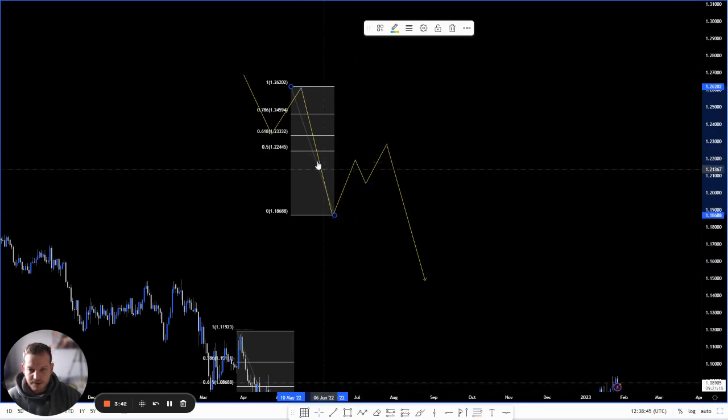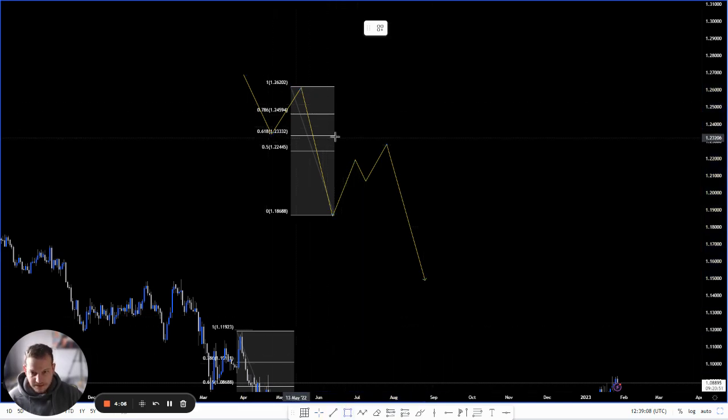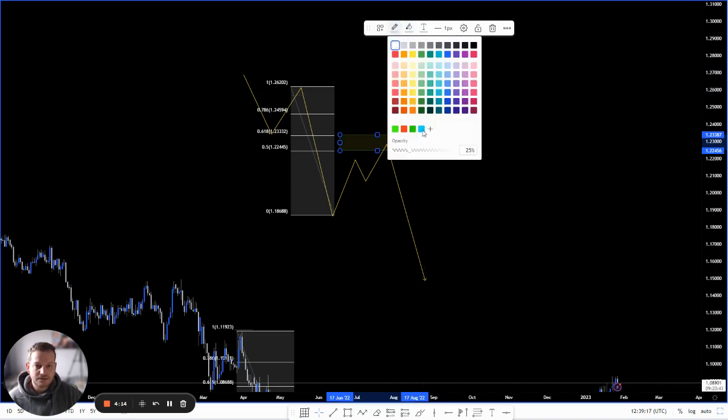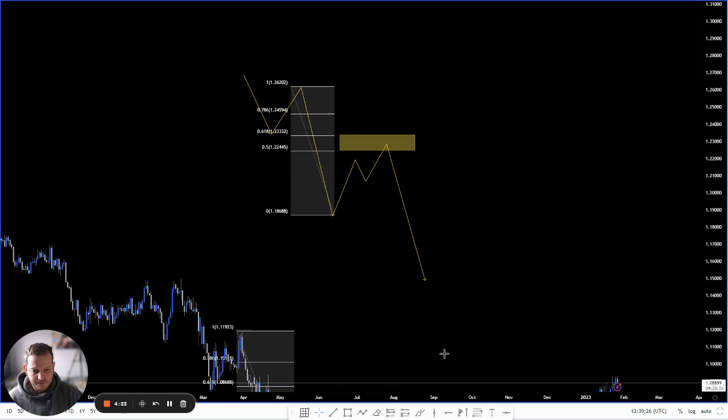As you can see, this point is within this area. This is premium pricing. A lot of people say it's discount, but it's not. It's premium. It's more expensive pricing for us to get in, so we don't want to get in there. If it creates a high, yes, it might just sink, but play it safe and only enter in this kind of area. Now, this area here, a lot of people call this the golden zone.